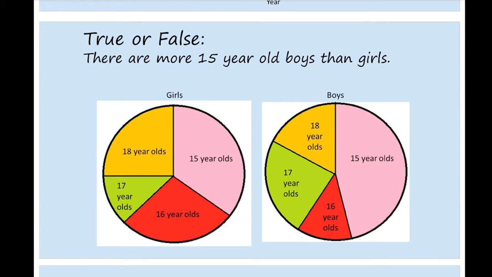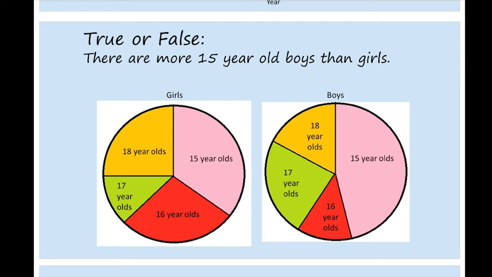Next one. True or false? There are more 15-year-old boys than girls, based off of this graph. Based off of this graph, I would say that it's false, because when we're looking at a pie chart or a pie graph, the sections aren't referring to the number, it's referring to the percentage.